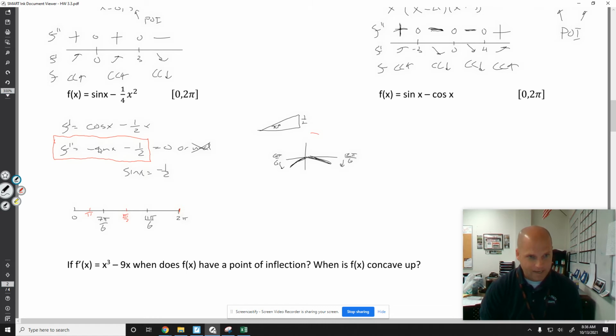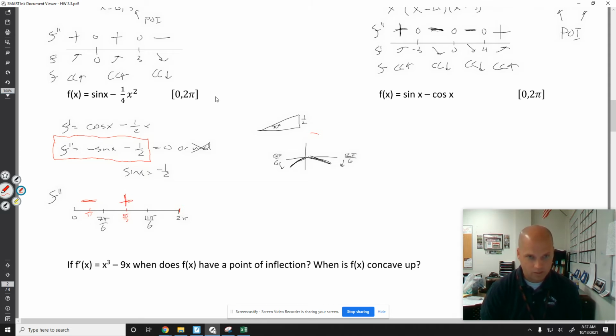So if I plug in pi, the sine of pi is 0. So 0 minus half, negative. And again, I'm checking f double prime signs. 3 pi over 2. The sine of 3 pi over 2 is negative 1. So I have the opposite of negative 1, which is positive 1 minus a half. That's a positive.